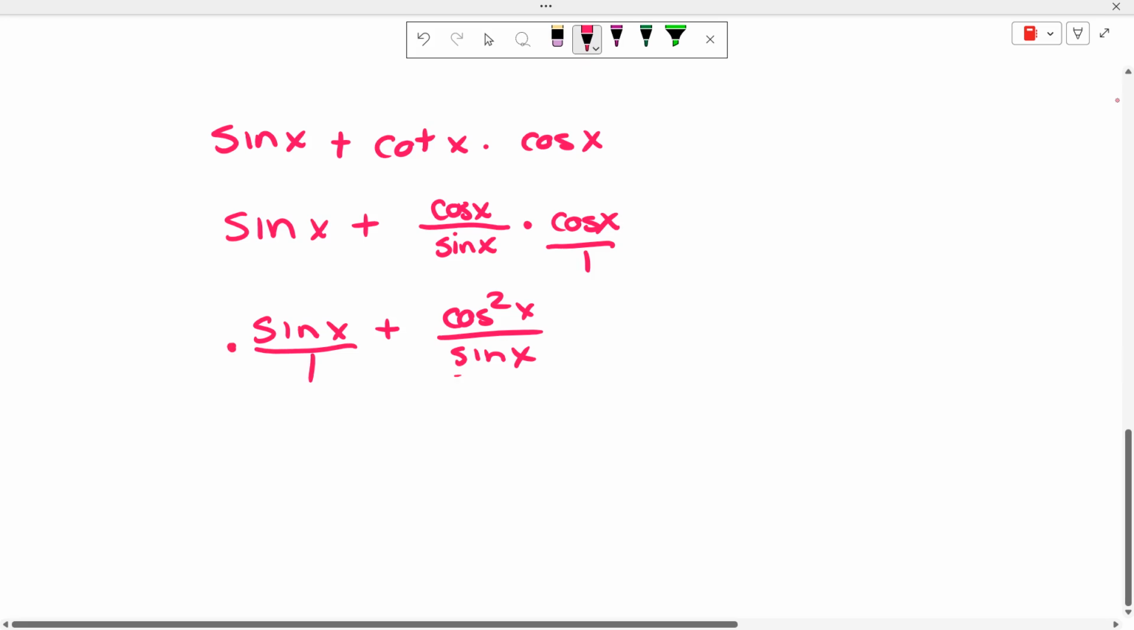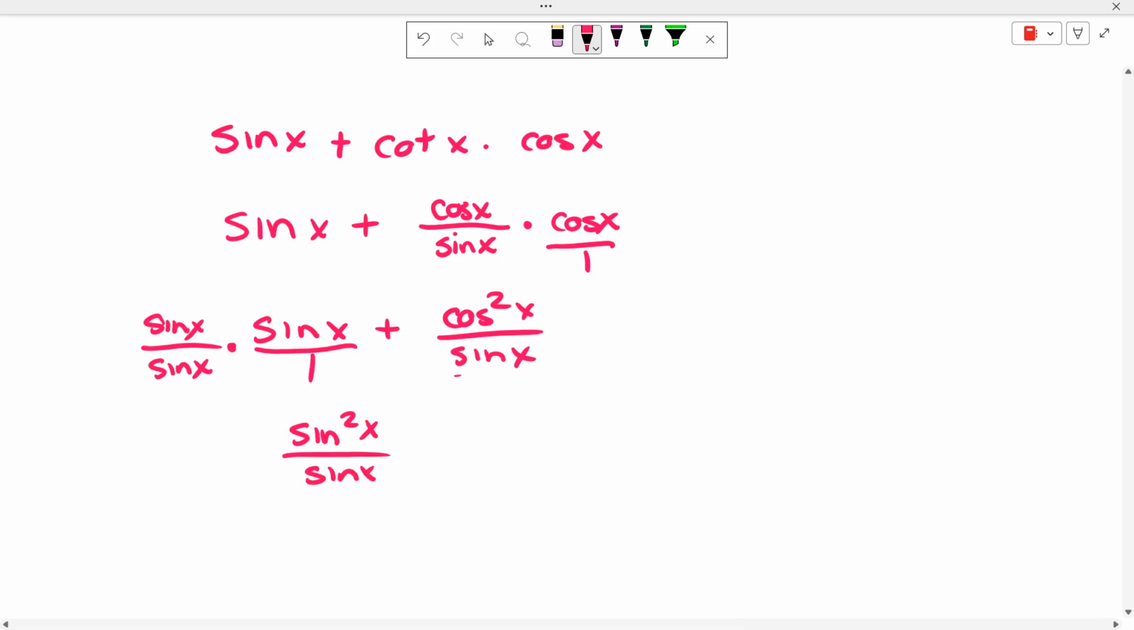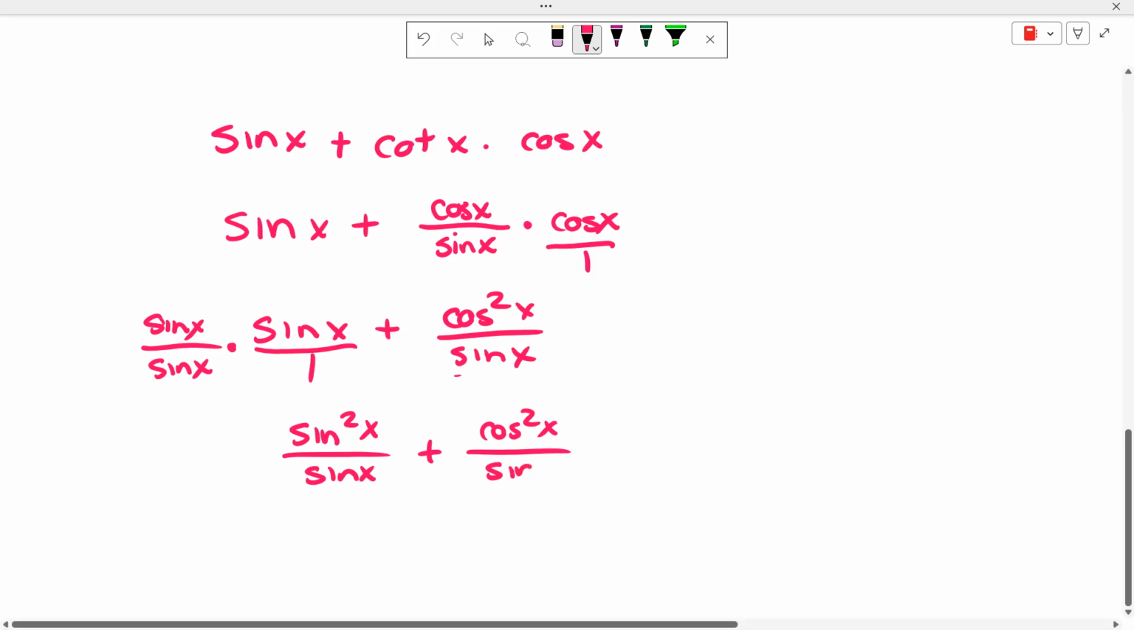Sine of x, right? So I'm going to multiply the top and bottom of this one by sine of x. So I get sine squared of x over sine of x plus cosine squared of x over sine of x, which is sine squared of x plus cosine squared of x over sine of x.